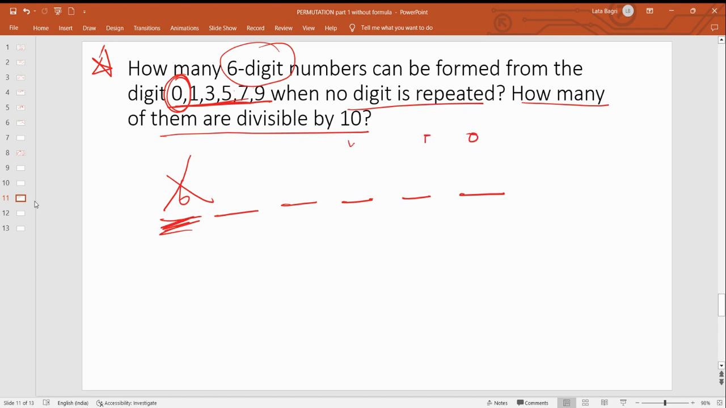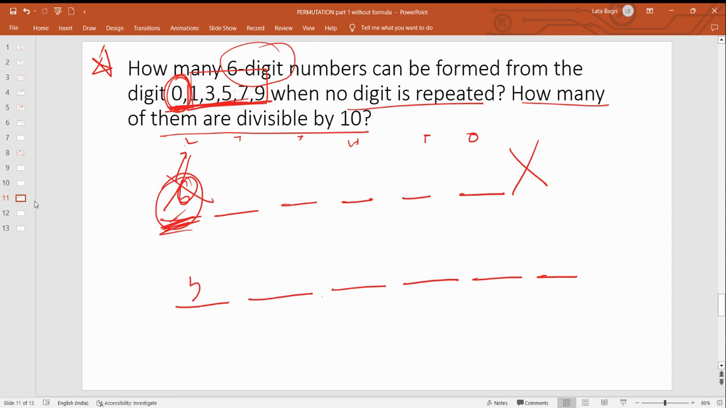See, ones, tens, hundreds, thousands, ten thousands, lakh. You cannot put 0 in the lakhs place, because then it will become a five digit number. So this is wrong. This is the correct one. The first place can be selected by any of these five digits. 0 cannot be selected. So we'll write 5, because there are five ways in which we can fill the first place of the six digit number. So I have only five options.